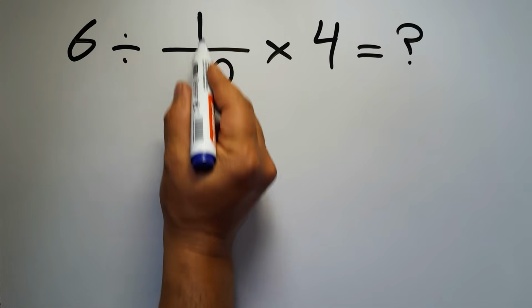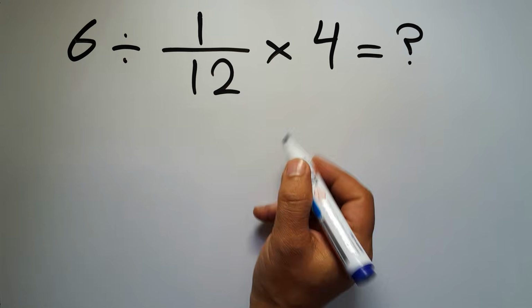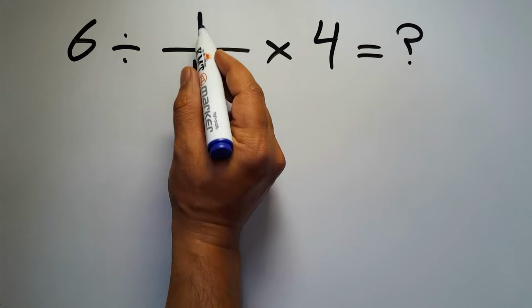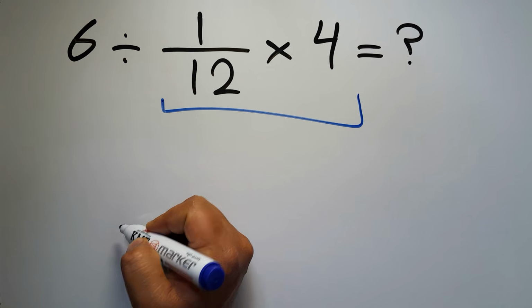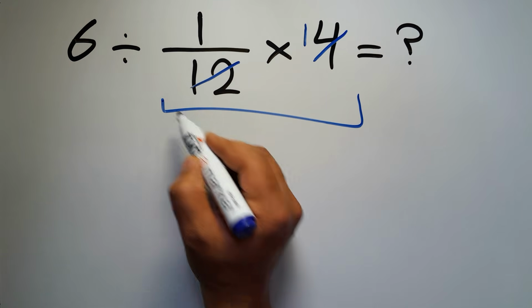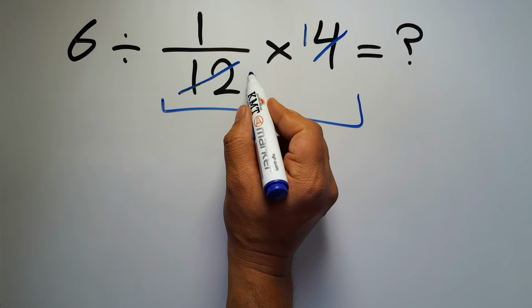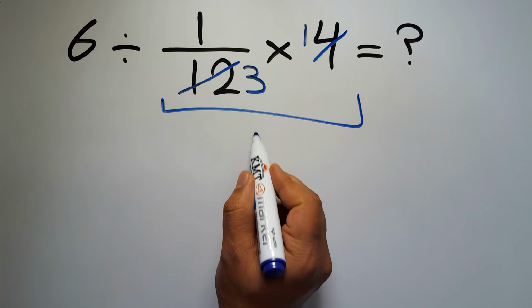6 divided by 1 over 12, then times 4. First we do this multiplication. 1 over 12 times 4. 4 divided by 4 equals 1, and 12 divided by 4 gives us 3. So here we have just 1 over 3.